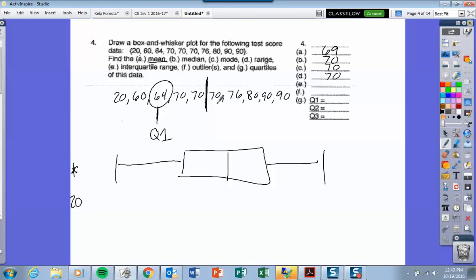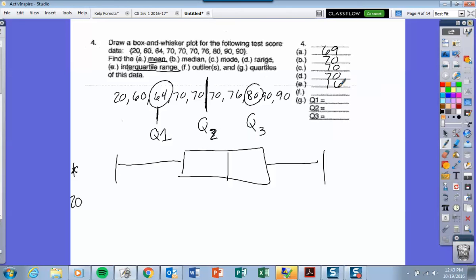Do you see me over here? 5 numbers. This is my middle guy. This is quartile 3. This guy right here is quartile 2. The median is quartile 2. To find the interquartile range, I'm going to subtract 64 from 80. 80 minus 64 gives me an answer of 16.